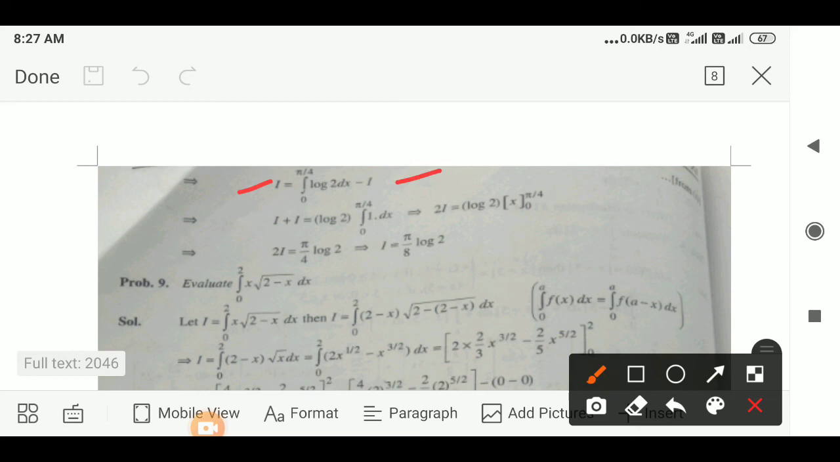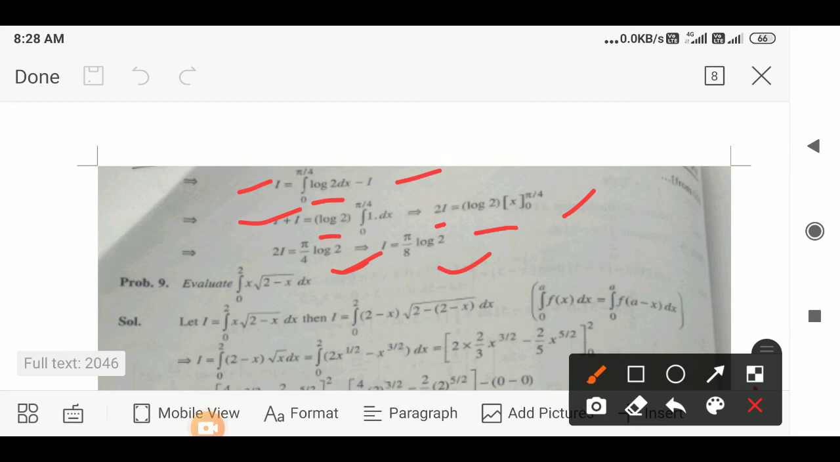So take one side, I plus I is equal to, log 2 is a constant, so it comes out, integral of 1 dx from 0 to pi by 4. So 2I is equal to log 2 times the integration of 1, which is x, from 0 to pi by 4. So we get 2I is equal to log 2 times pi by 4 minus 0, that will become 2I is equal to pi by 4 log 2. So I is equal to pi by 8 log 2.